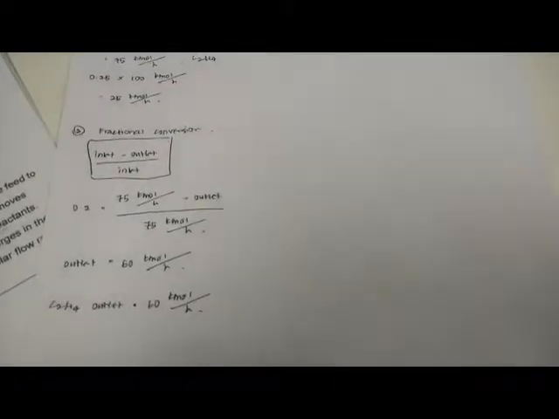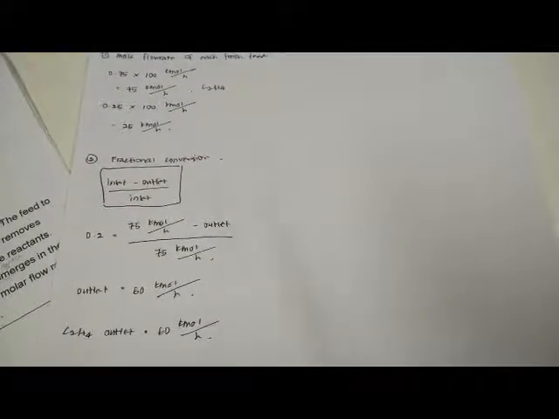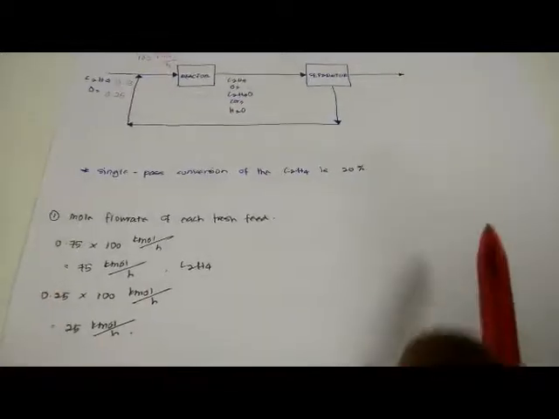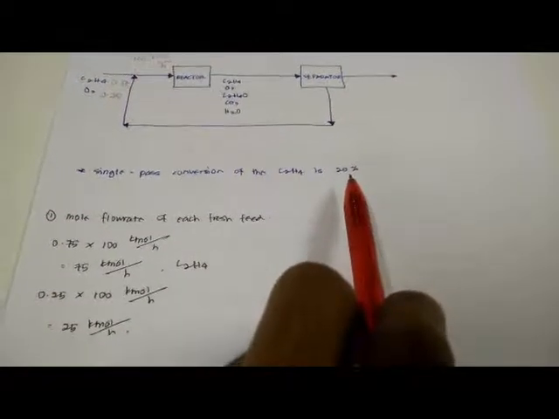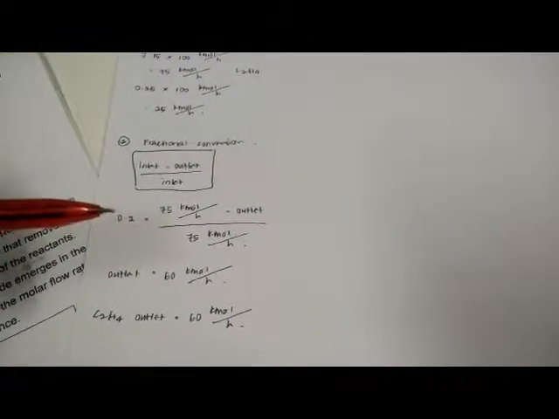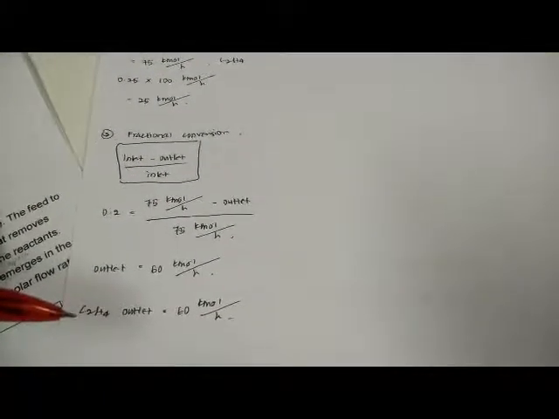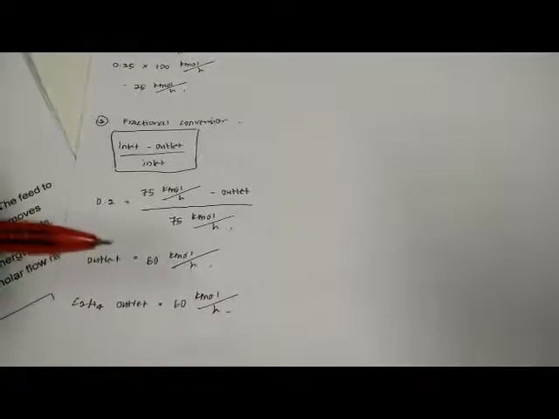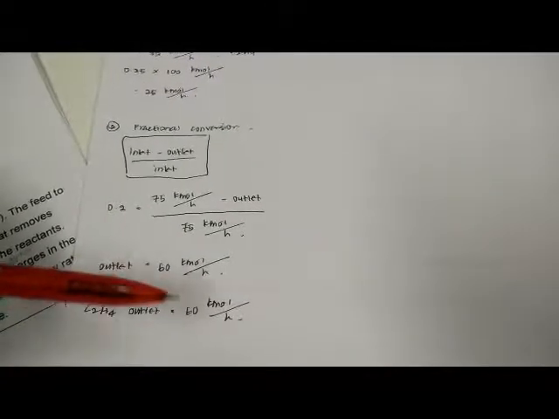After that, we need to calculate the fractional conversion. This is the formula that we use when we calculate the fractional conversion. The fractional conversion given here is 20%, and when we convert to fraction, it will be 0.2. So we get the ethylene outlet is 60 kmol per hour.